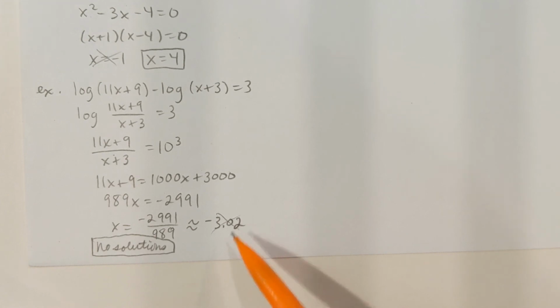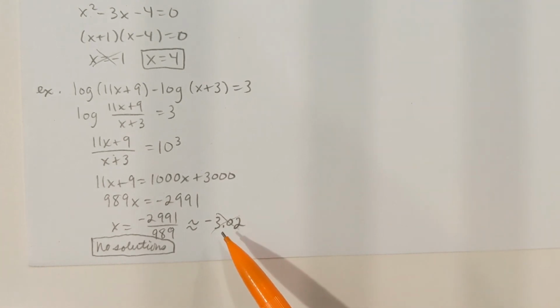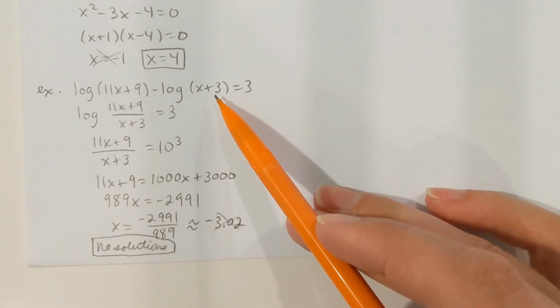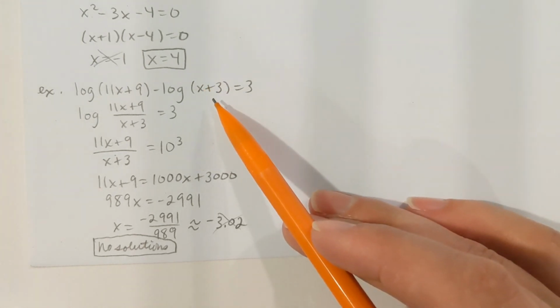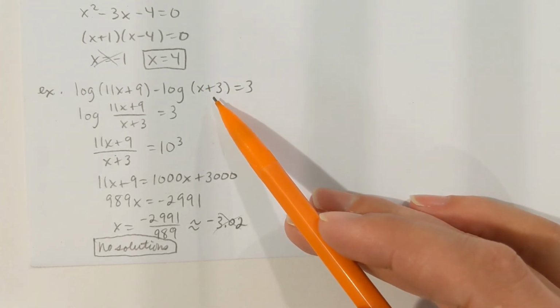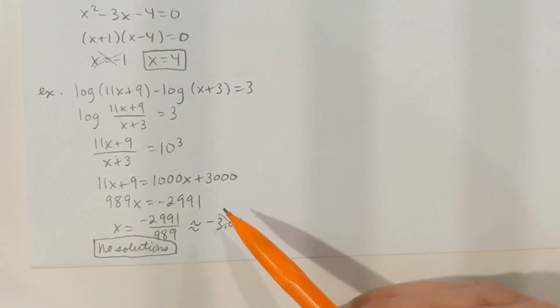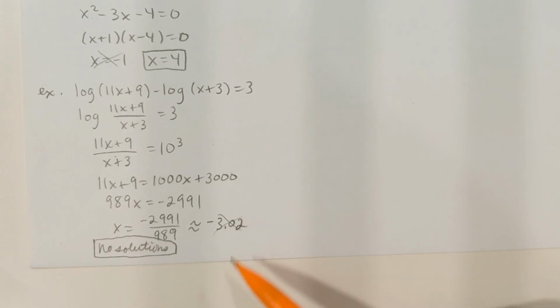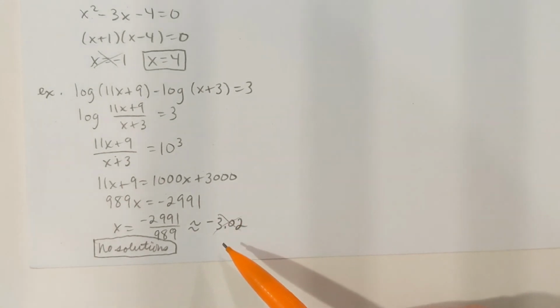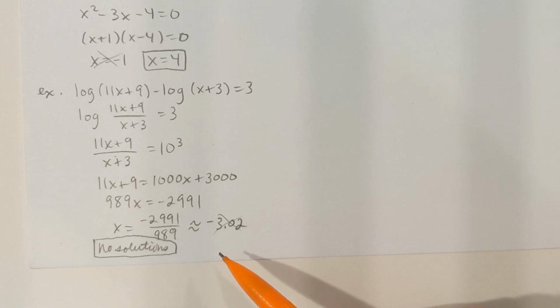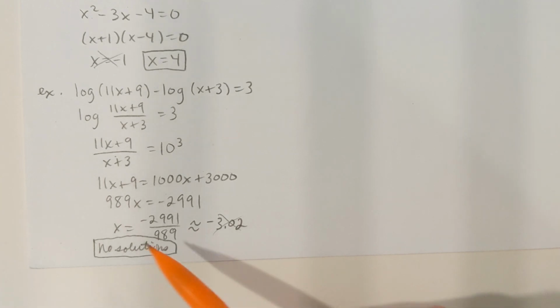Now again, I'm not going to immediately cross that off because that's a negative, right? I still got to check my answer. So if I plug that into this guy here, let's say, the original, on the second term, negative 3.02 plus 3 is negative 0.02, and you can't take a log of a negative. So in fact, we are throwing this number away. This was the one and only number that came up as a possible solution, and it didn't work out. So there are no solutions to this equation here.